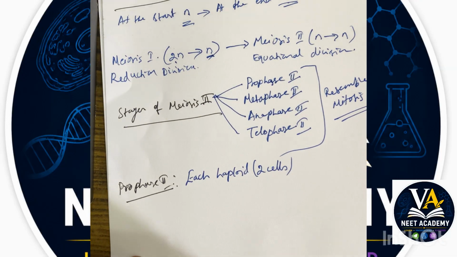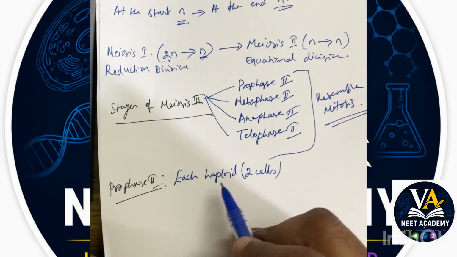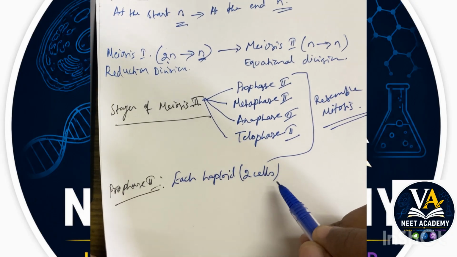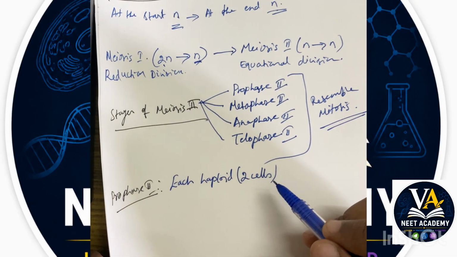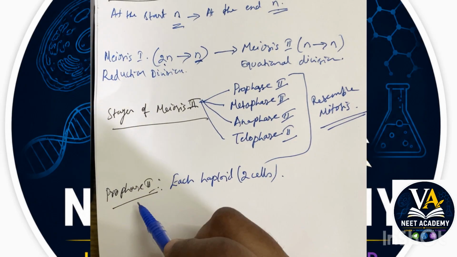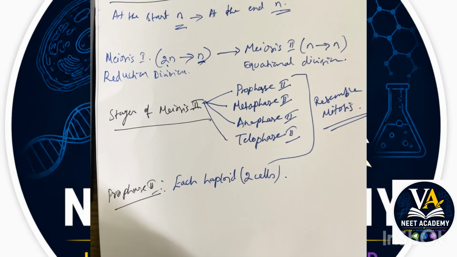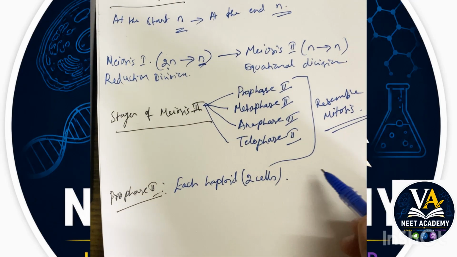You had 2 cells at the final result of meiosis I. So now each haploid cell, that is, each of these 2 cells, will enter into prophase II. Separately each cell will enter into prophase II. So what happens in prophase II?